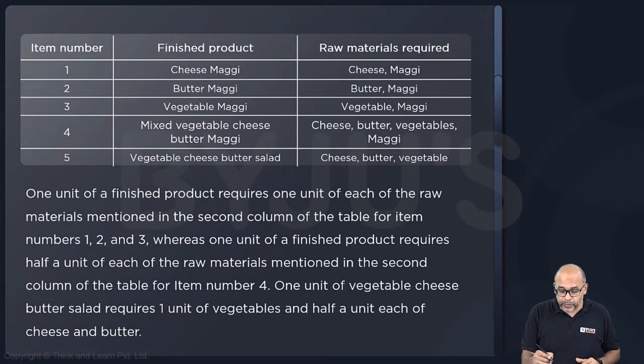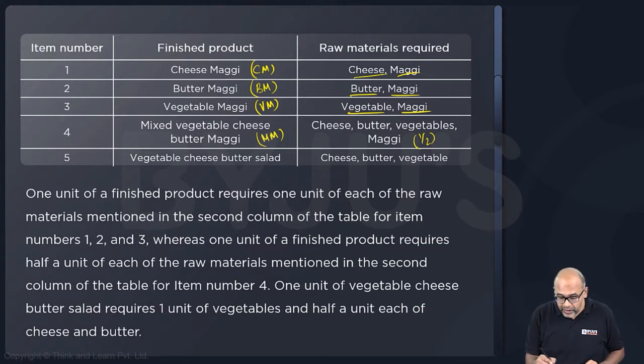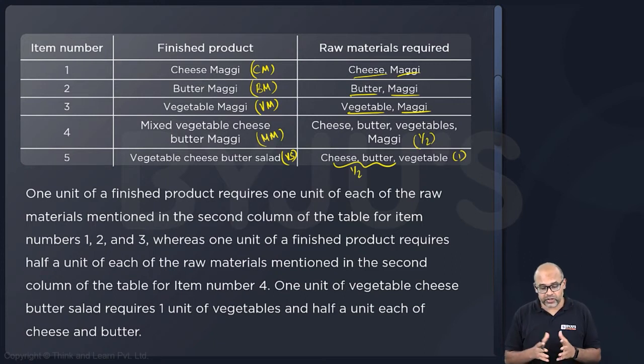To make cheese Maggi, let me call it CM, they use 1 portion of cheese and 1 portion of Maggi. To make butter Maggi, they use 1 portion of butter and 1 portion of Maggi. Veg Maggi, VM, uses 1 portion of vegetables and 1 portion of Maggi. Mixed vegetable Maggi, I will call MM, uses half of each: vegetable, cheese, butter, and Maggi. Then vegetable salad, let's call it VS: the vegetable is 1 unit, but the other 2, cheese and butter, are half unit each. So this is the composition that has been mentioned. Okay, we'll keep this in mind. Let's move on.